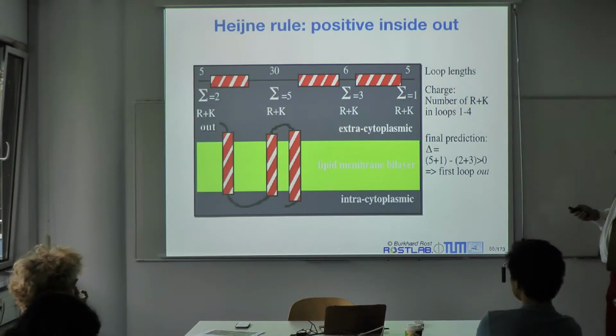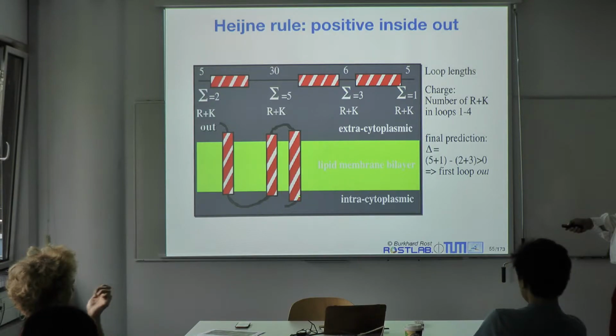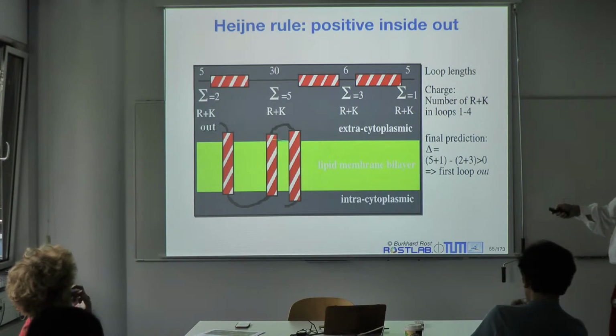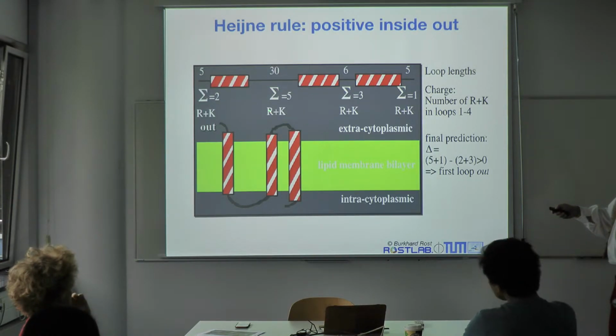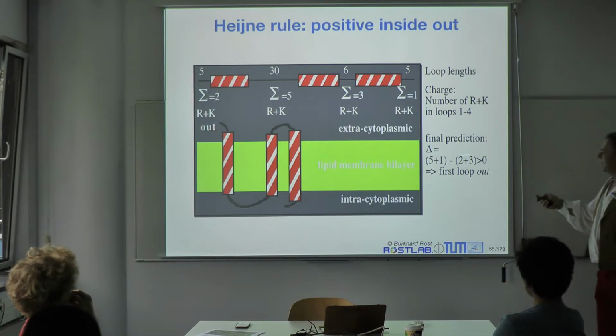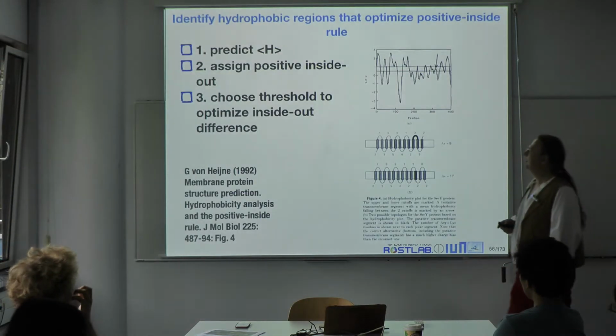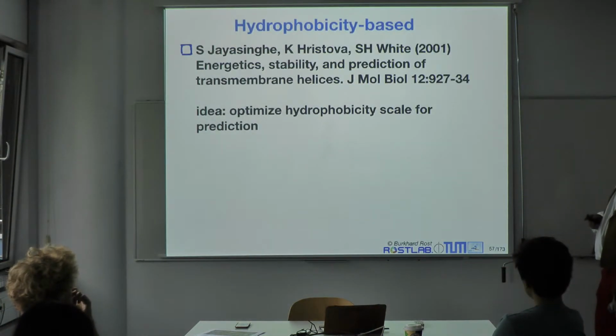So I rephrase the same idea here. You simply look at the predicted membrane helices, you count, for whatever your model is, the number of charges, look at the difference here, and then in this particular case you say the first one is out. Okay, let's go back to this one.